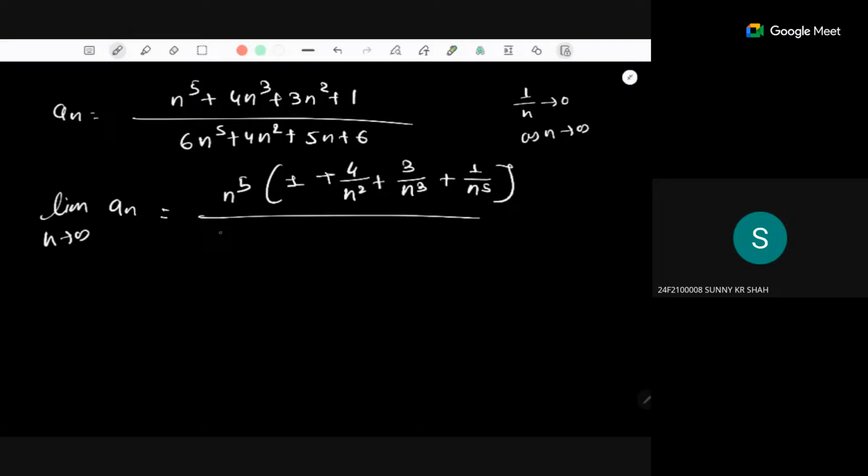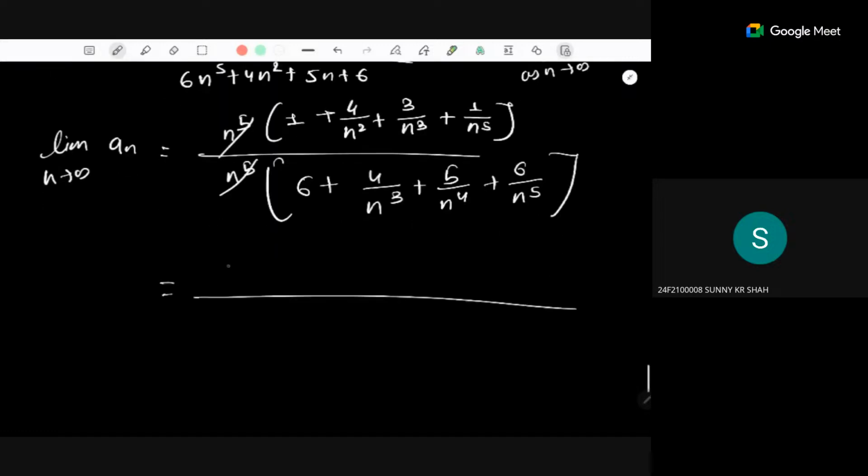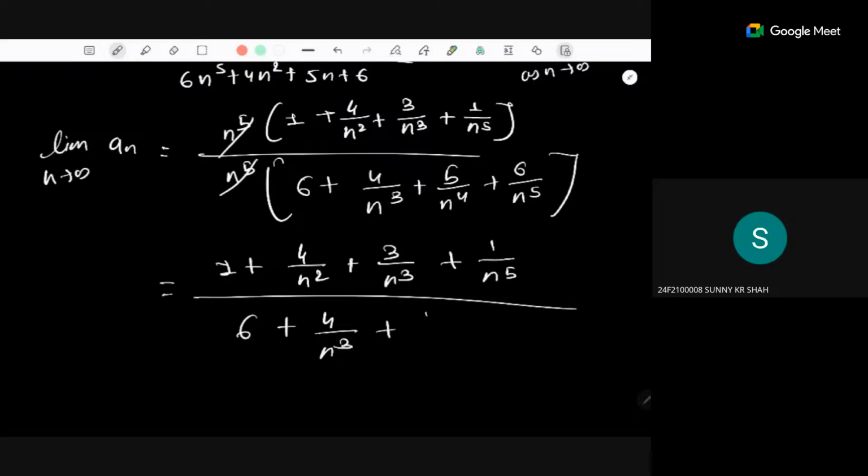If we do so, then here we will get n to the power 5 upon 6 plus 4 upon n cube plus 5 upon n to the power 4 and plus 6 upon n to the power 5. Now here n to the power 5 and n to the power 5 will cancel out, and we are left with 1 plus 4 by n square plus 3 by n cube plus 1 by n to the power 5 upon 6 plus 4 by n cube plus 5 by n to the power 4 plus 6 by n to the power 5.